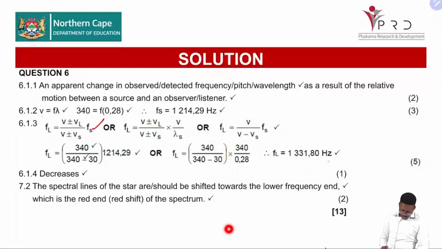Then, how would the answer calculated in 6.1.3 change if the speed of the ambulance was less than 30? You can even make that calculation, put 28 there. If you put 28, you can see our answer will be less than 1,300. So it means what will happen? It will decrease.